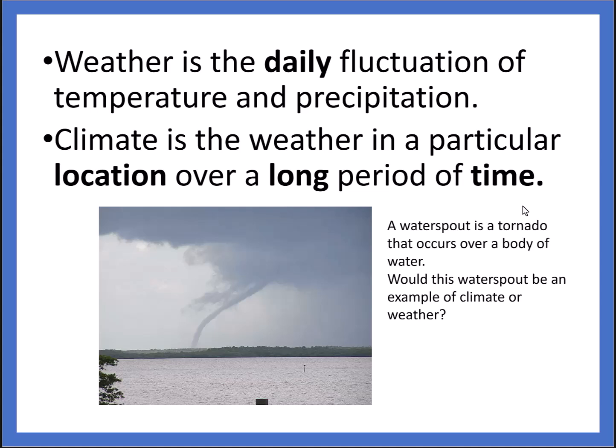A water spout is a tornado that occurs over a body of water. So you can see this water spout here. Would this water spout be an example of climate or weather? And of course, this is going to be an example of weather because it is a fluctuating, very temporary situation.